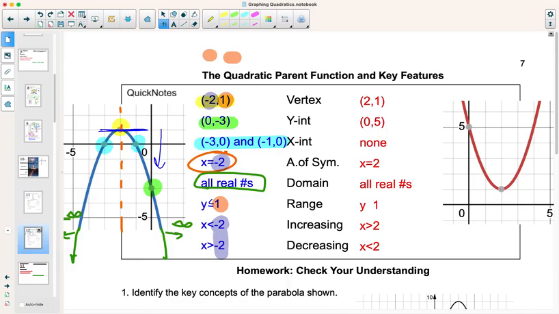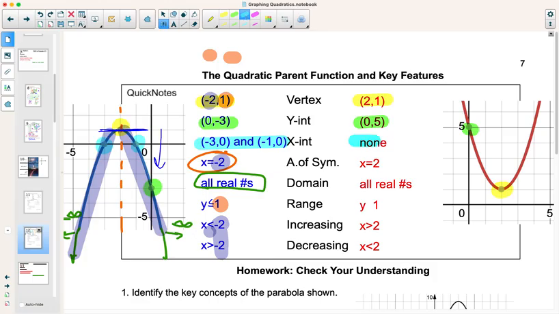Where it increases when x is less than -2, okay? That's here, isn't this increasing until it gets to -2? It's increasing until it gets to -2, and then it decreases after that, greater than -2. So those are a lot of the same numbers you see. On the right-hand side with the red one, same basic idea. Okay, the vertex is right there. Okay, the y-intercept is right here, 0, 5.